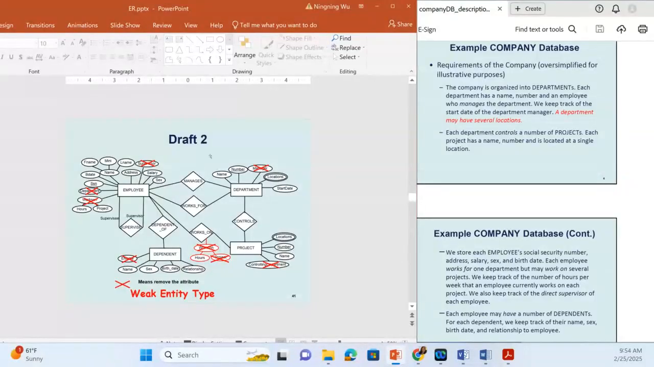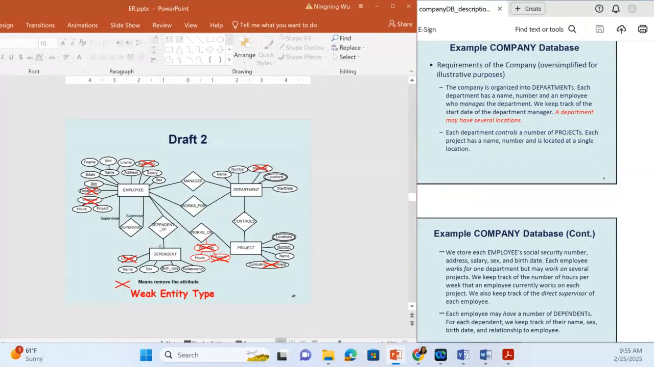For this example, according to the data description, when we record the dependents, we keep track of their name, sex, birthday, and relationship to the employee. Also, in this case we use e-name, the employee information, as an attribute of the dependent. The data description does not say that we need to create a unique ID for each dependent. So according to the data description, when we remove this e-name, dependent becomes a weak entity type.